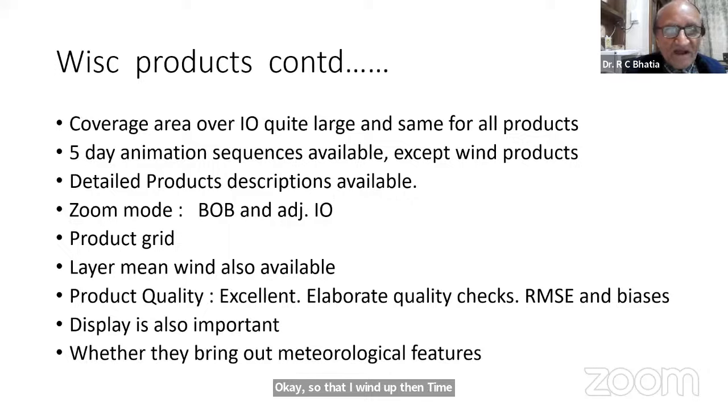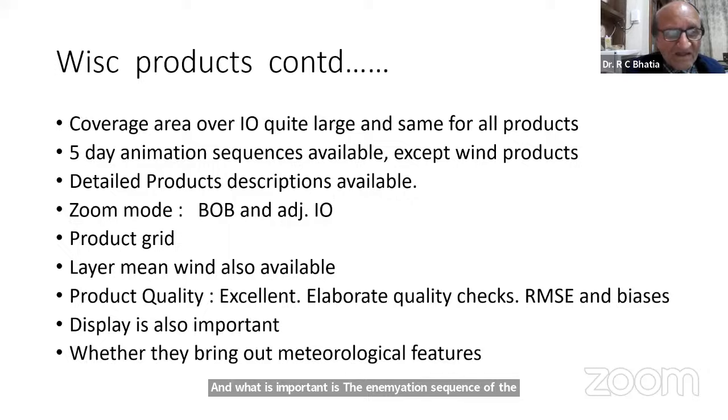Okay, the coverage area is quite big over the north, and for all the products, the coverage area has to be the same. In fact, more than a year back, a request was made to Wisconsin University for increasing the coverage area towards the north, but without sacrificing coverage area to the south. And within, I think, a week, they did that, and they provided better coverage now, more coverage. And what is important is the animation sequence of the products is very good. They provide a lot of information.